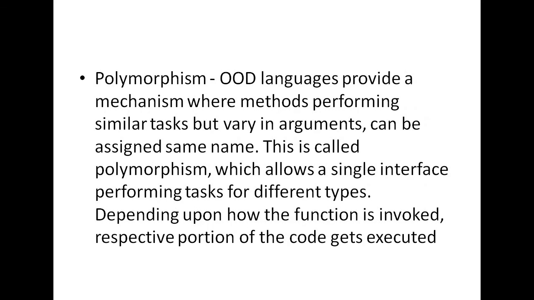Okay, then what is polymorphism? Object oriented languages provide a mechanism where methods performing similar tasks but varying in arguments can be assigned the same name. You can say that function overloading is a property of polymorphism. Same name and different arguments, that is known as polymorphism, which allows a single interface to perform tasks for different types. Depending upon how the function is invoked, the respective portion of the code gets executed. We will discuss the application of polymorphism like function overloading and function overriding in your programming language.